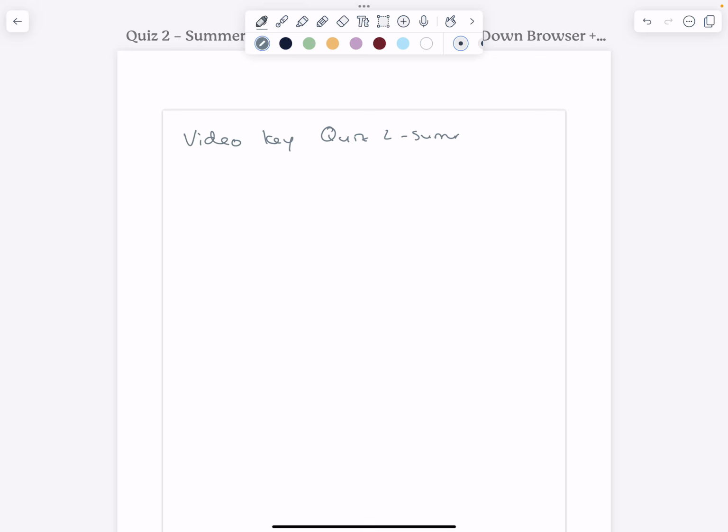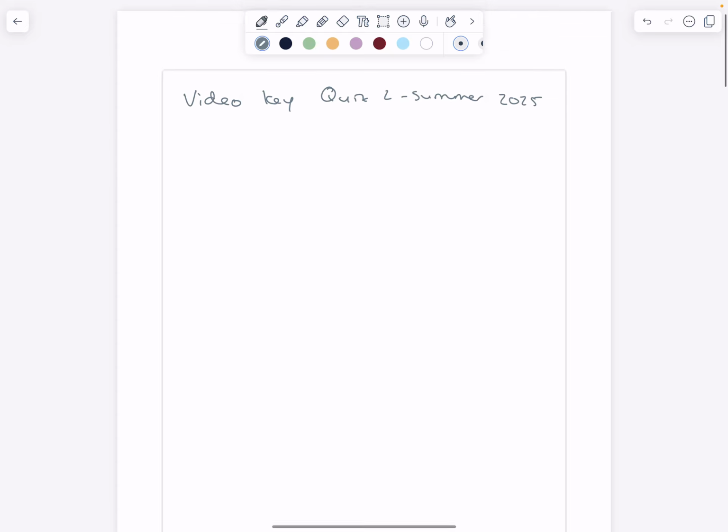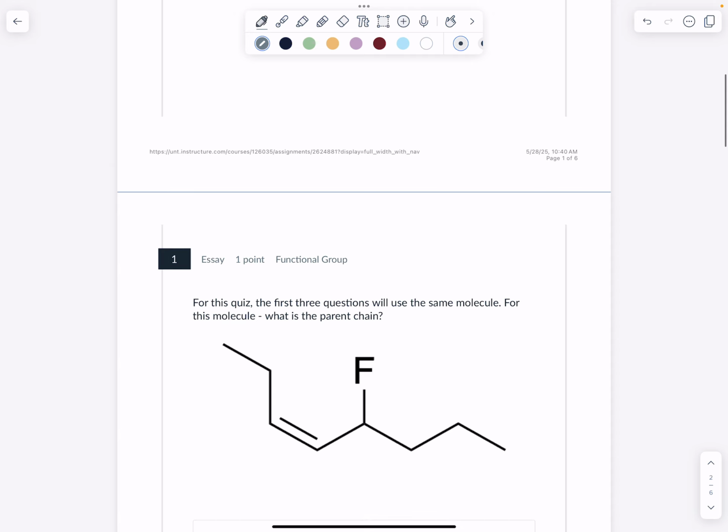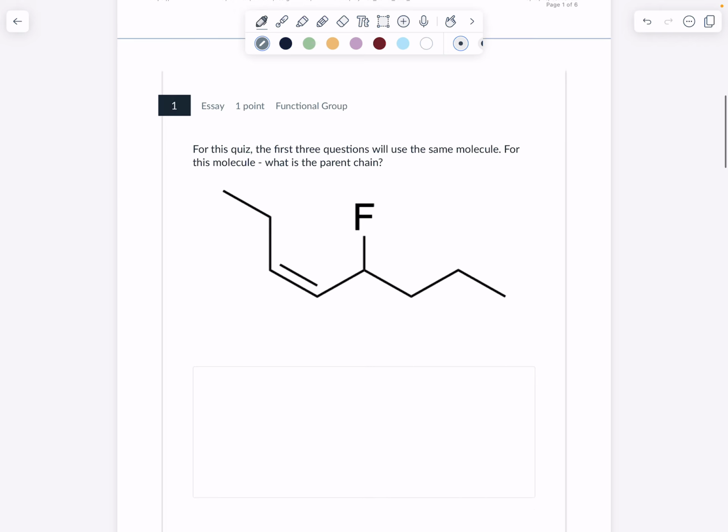for summer 2025. And again, I make these keys for two reasons. One, so that you can use these as a study tool and check yourself, but also I use this as a way to make sure there's nothing wrong with the answer key. So as I'm working through this, if I find anything that might be wrong, I will adjust it.